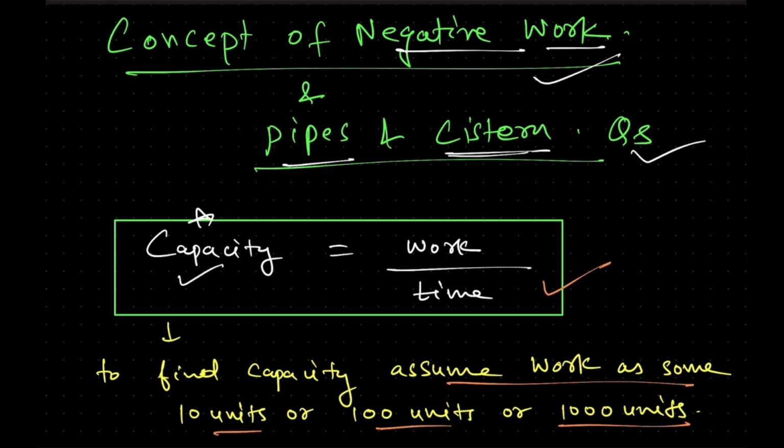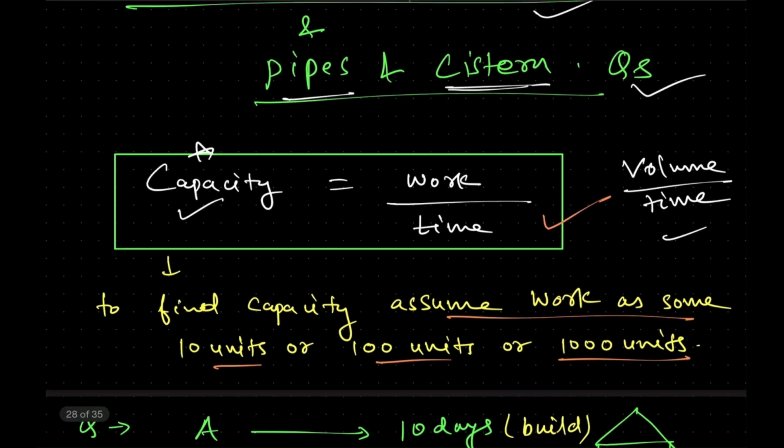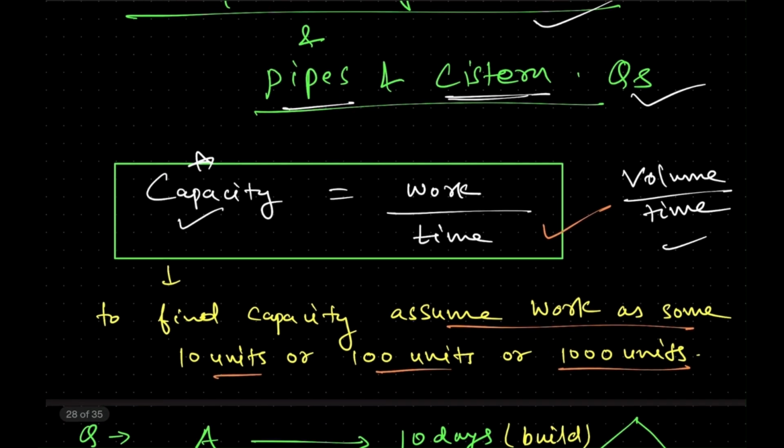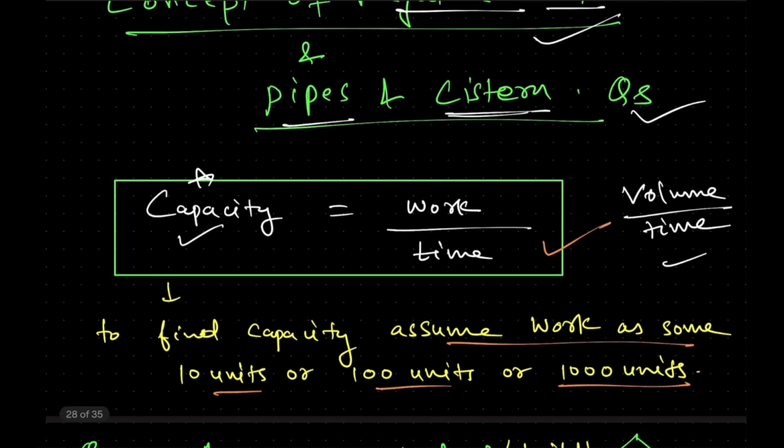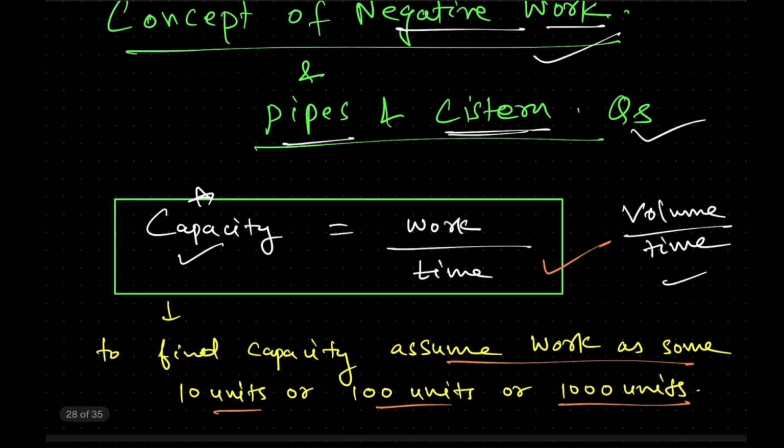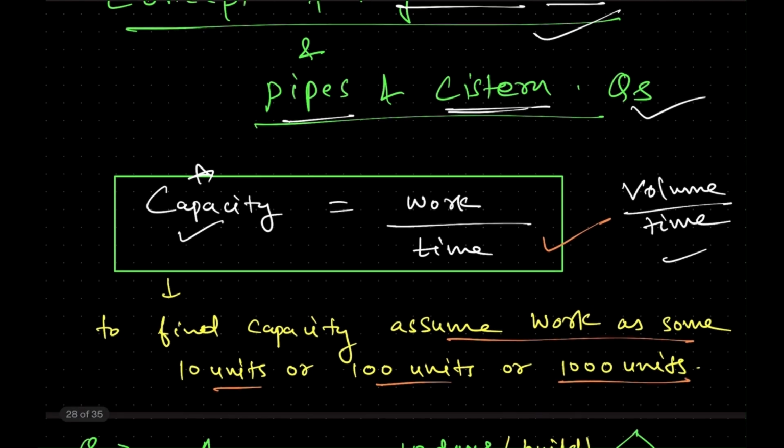So capacity is work by time, or in case of pipes and cistern, it will be volume by time. So how much volume is emptied or how much volume is filled per unit time. We will see in the question, and it will become more clear. We will assume work and volume like 10 units or 100 units or 1000 units. We used to do these things in percentage chapter and other chapters also, like let the percentage be 100%, or let the MRP of certain good be 100 rupees, in order to quickly solve the question. So it will also help us.